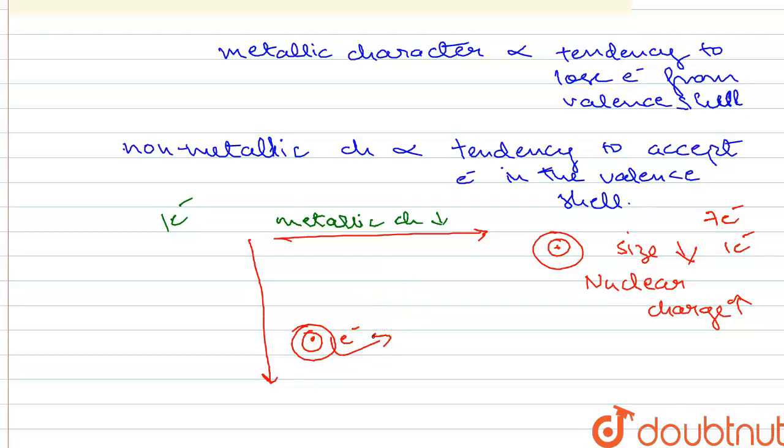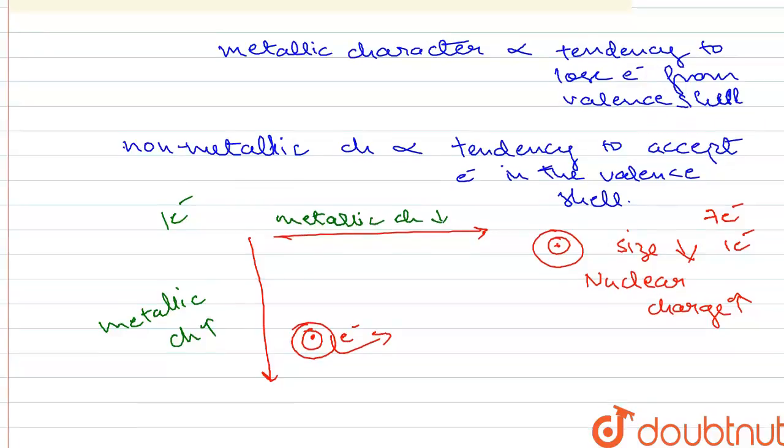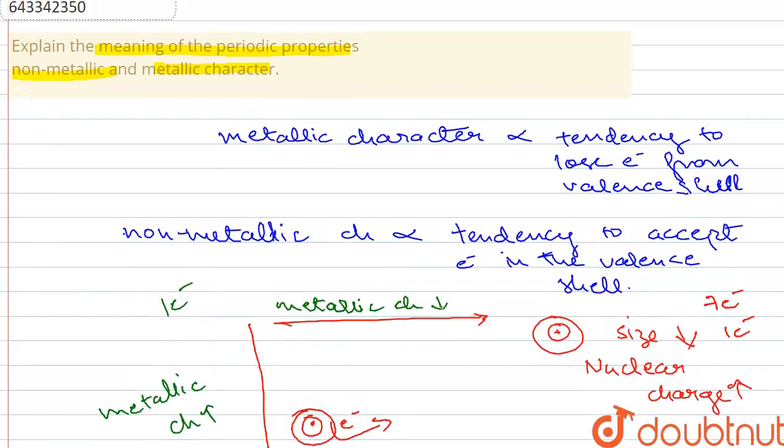So the tendency to lose that 1 electron in the outermost shell will increase as you go down the group, because the number of shells has increased, and so the electrons in the outermost shells are loosely bonded, and they will get removed easily. That's why metallic character increases down the group and non-metallic character decreases. So that is the trend of metallic and non-metallic character in the periodic table. That was the explanation. Thank you.